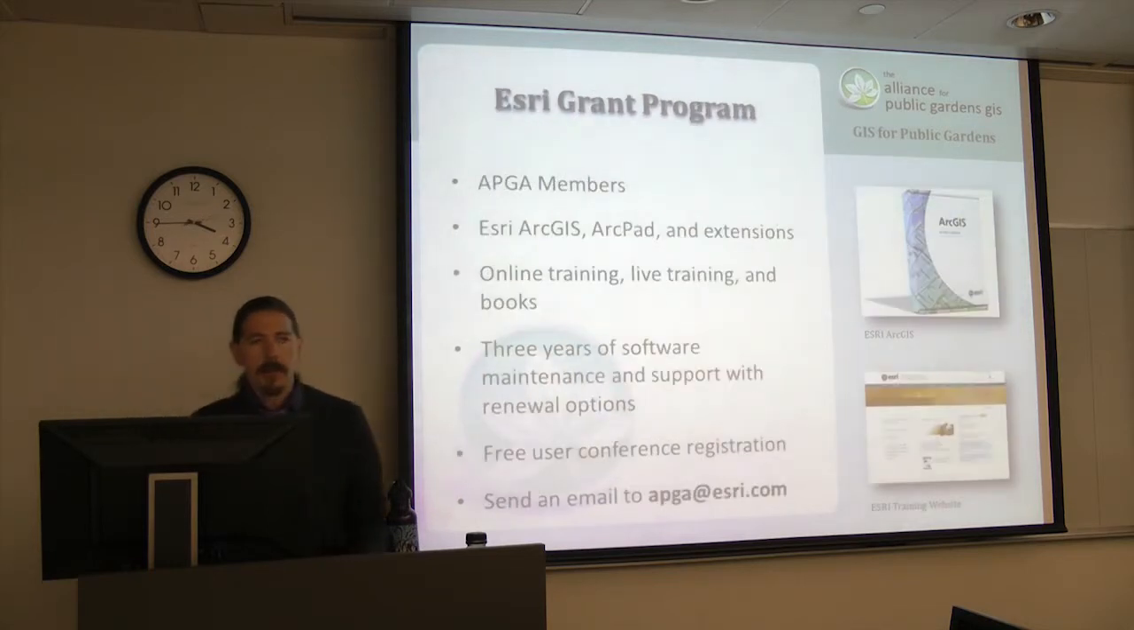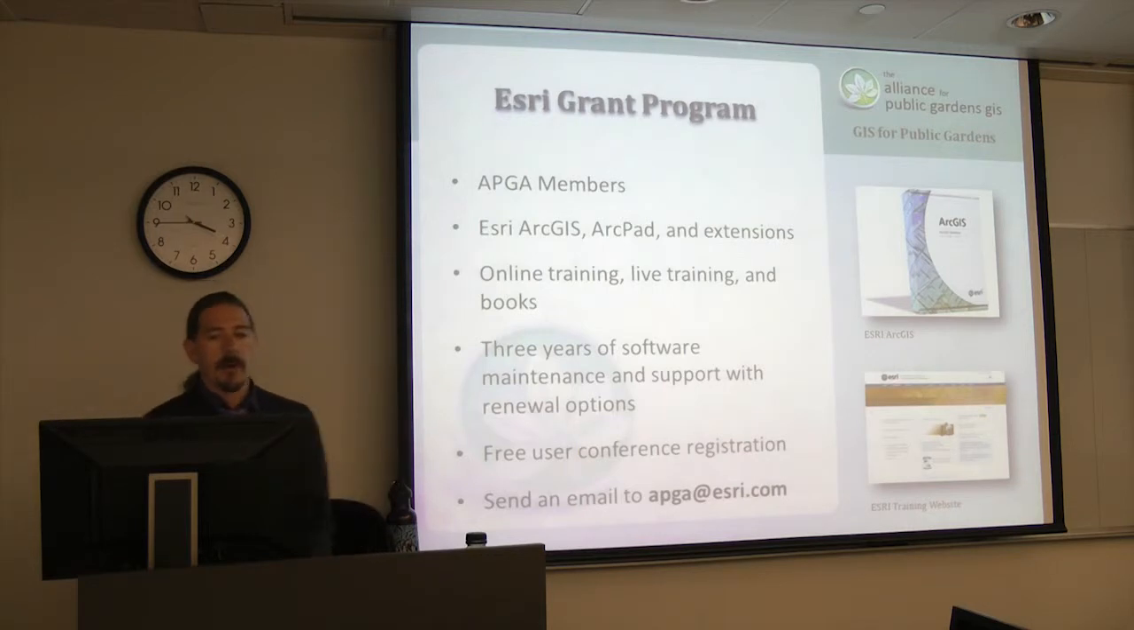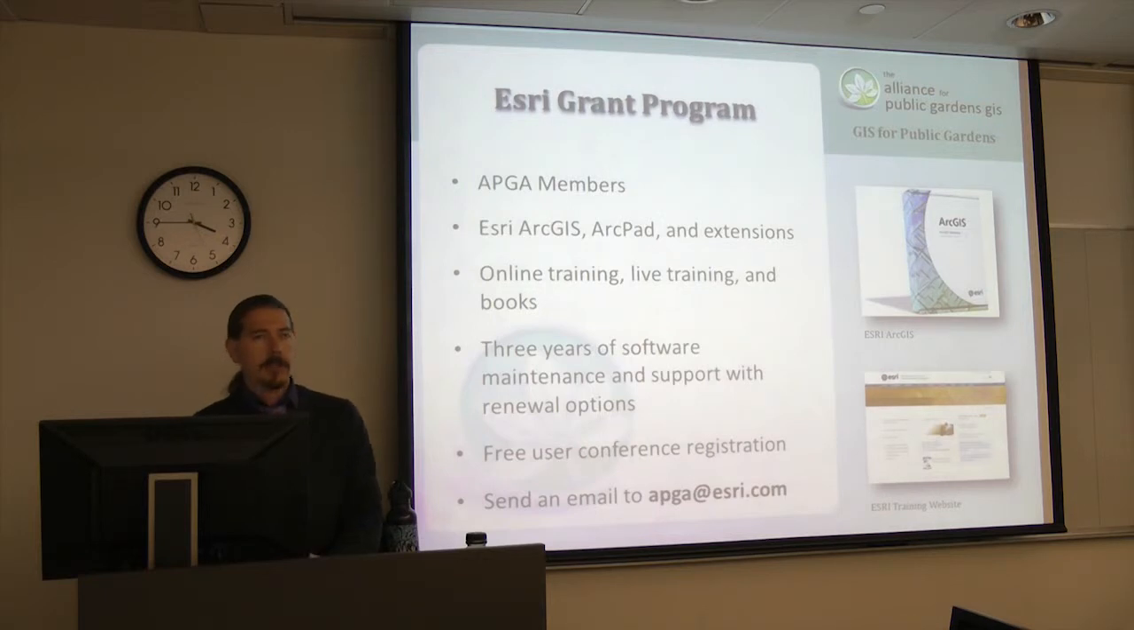So I want to talk a little bit about this grant program that Esri has put together for us. If you are a member of the American Public Gardens Association, or the garden that you work for is a member, you can apply to receive Esri's software, the software we've been using today, ArcGIS, and some extensions for free for a period of 3 years. That grant also gives you access to online training resources, even standby training and some other instructor-led classes if the class is not full, and some books for getting started, like the one you've got sitting there.